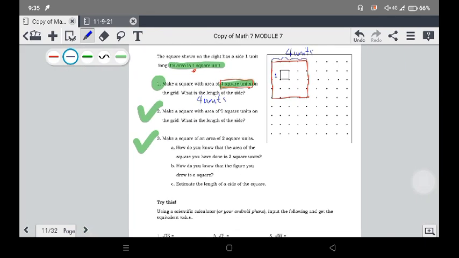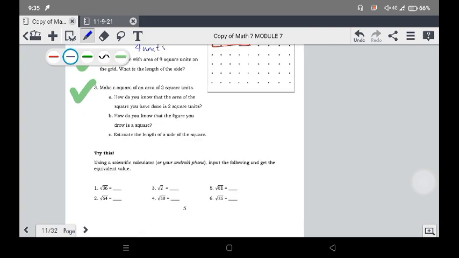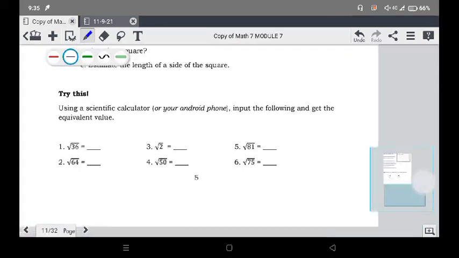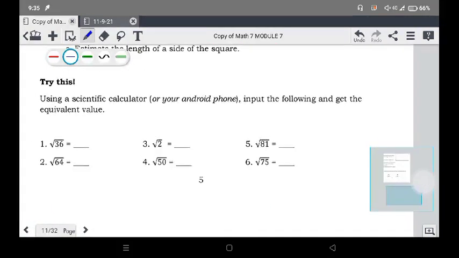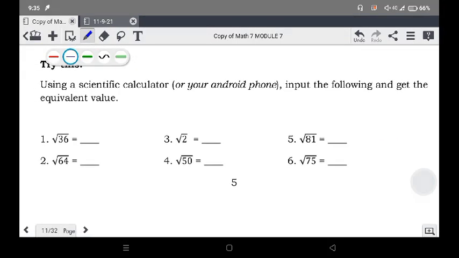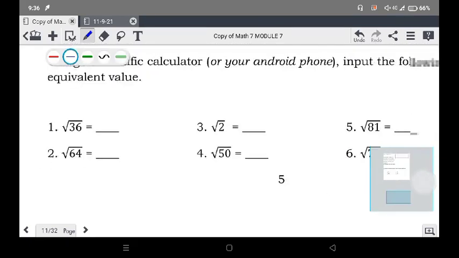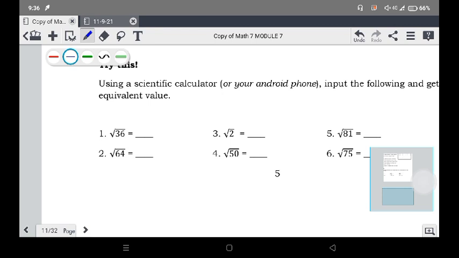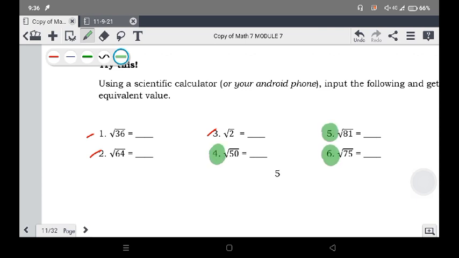Then, number 2 and 3 will be learner's work. Now let's try this. Using a scientific calculator on your Android phone, or you can use a real scientific calculator. Input the following and get the equivalent value. Let's start with numbers 1, 2, and 3. I'll do that part, but 4, 5, 6 will be learner's work.